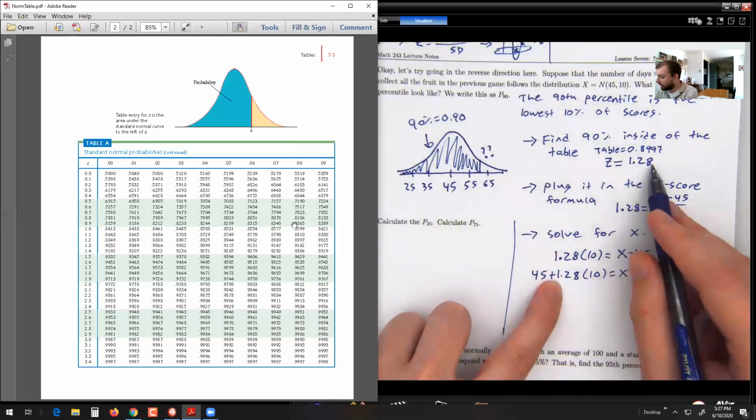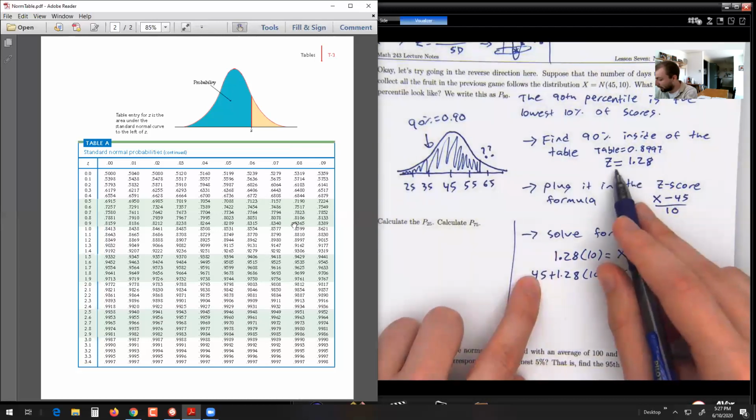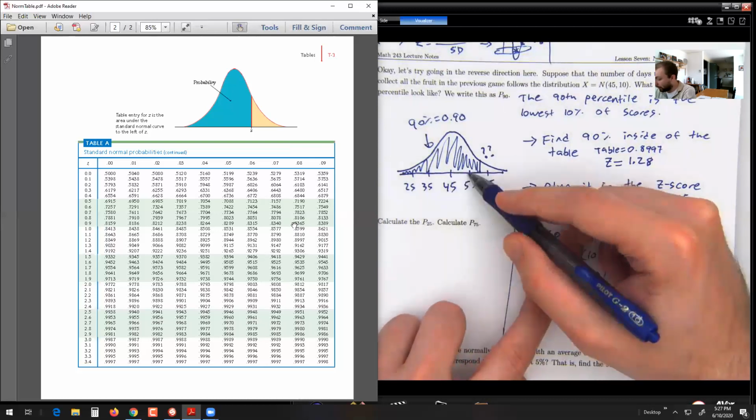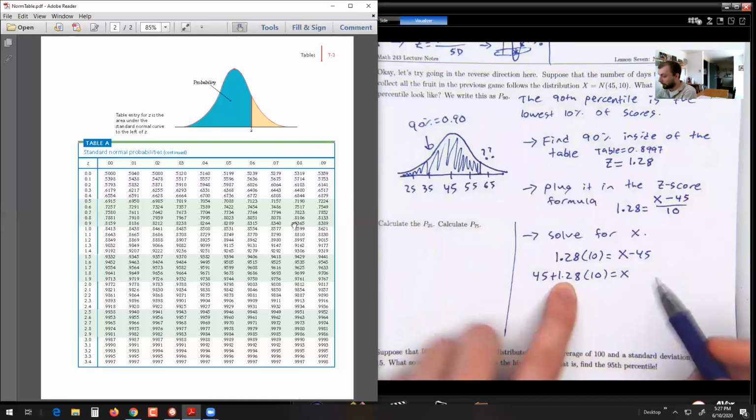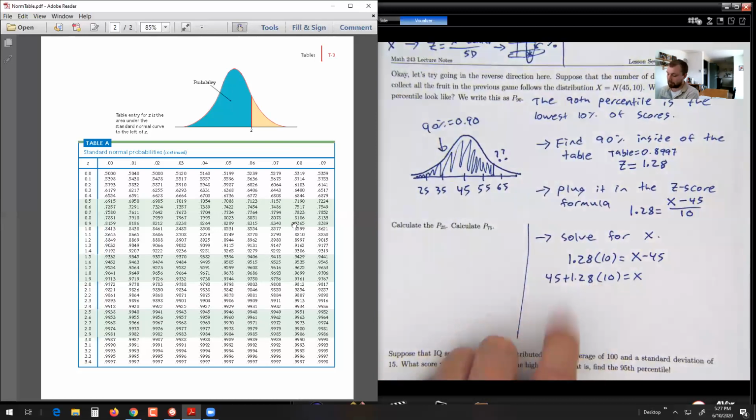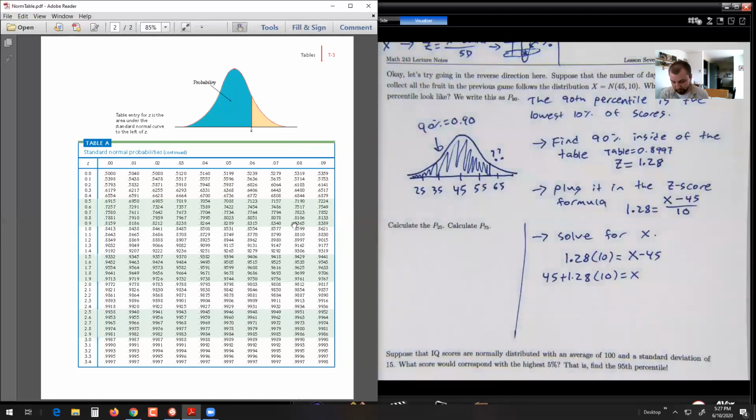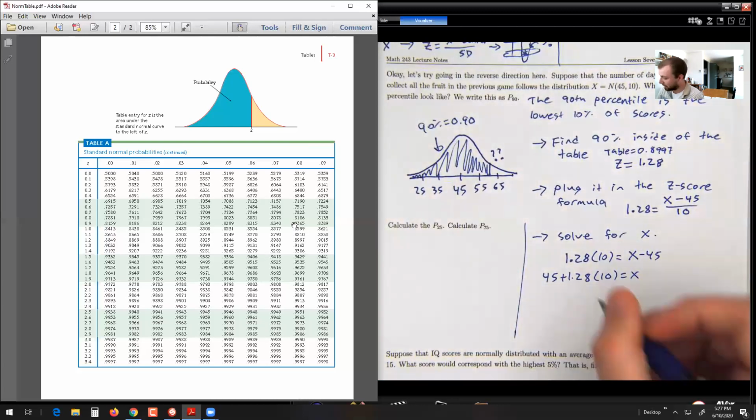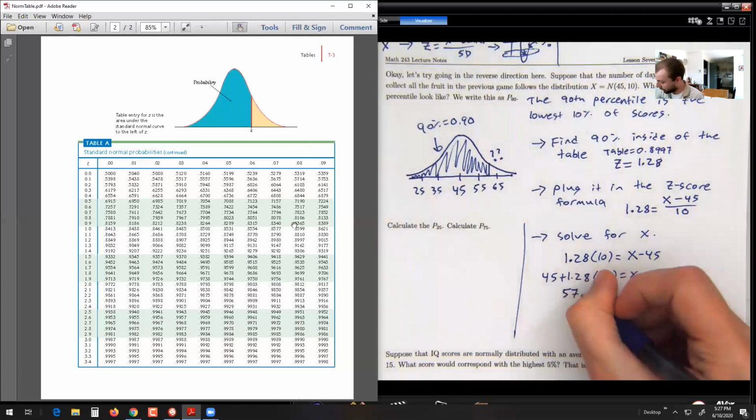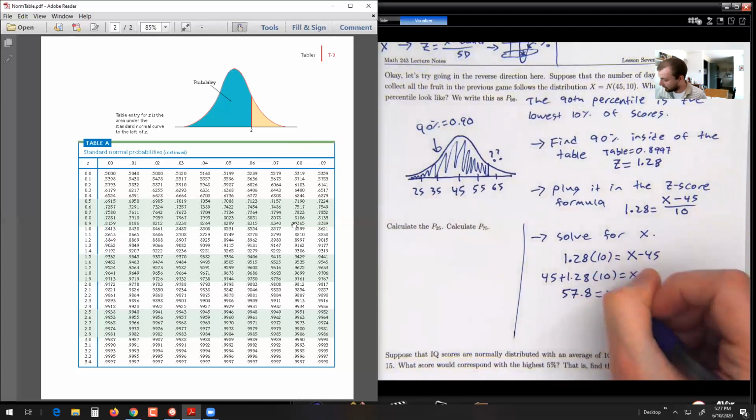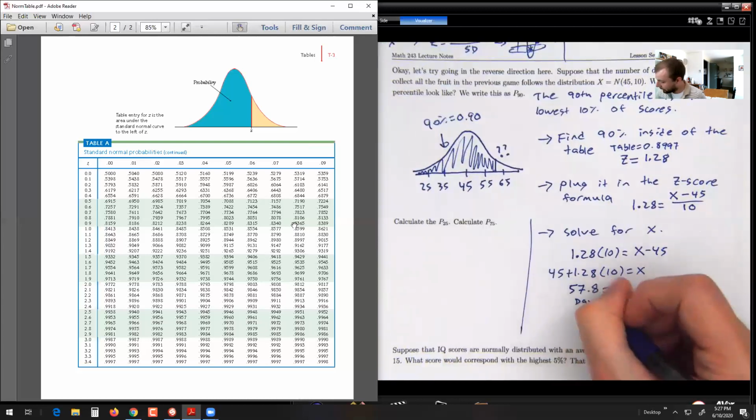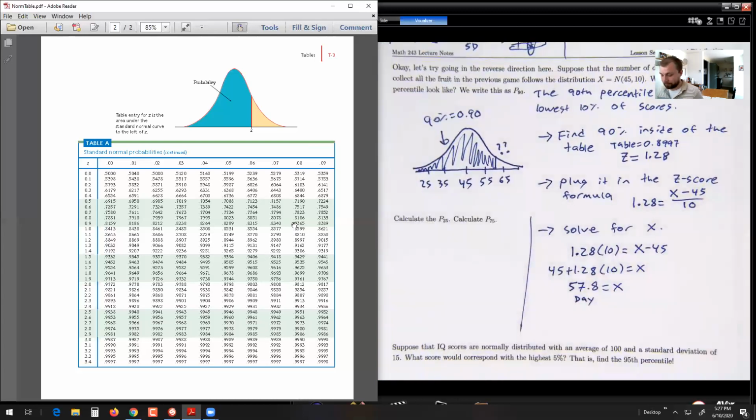A positive z-score of 1.28 says from the center, you are going to go up 1.28 standard deviations. I'm going to type this into a calculator and see what I get. When I did this, I got 57.8 as the number of days for the 90th percentile.